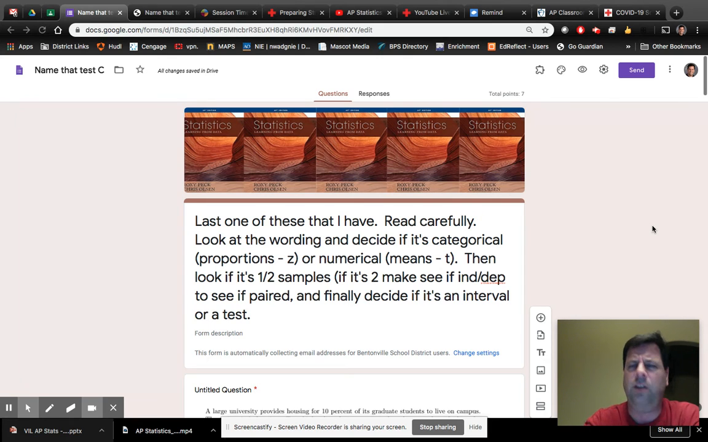And some of you guys are getting the ones that flat out say it. Sometimes it says it: find a 95% confidence interval for the true proportion. I mean, it says it right there. But again, just make sure if it's categorical or numerical data. If it's numerical, it has to be means. If it's categorical, it has to be proportions. And is it 1 sample or 2 samples? Are we comparing 2 different samples, or only 1 sample? If it is 2 samples, is it matched somehow? Basically, is it dependent?